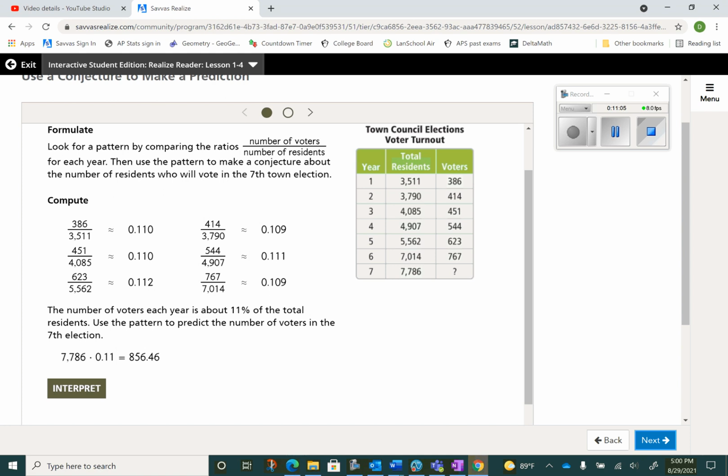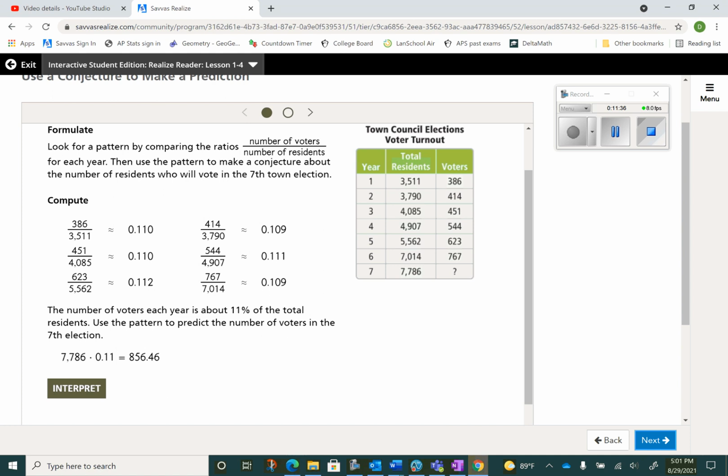For the next one, 0.109. For the third year in our chart there, 0.110, 0.111, 0.112, 0.109. So it looks like only about 11% of voters who are eligible here are actually good citizens and doing their civic duty. So use our conjecture here, predict what's coming next.